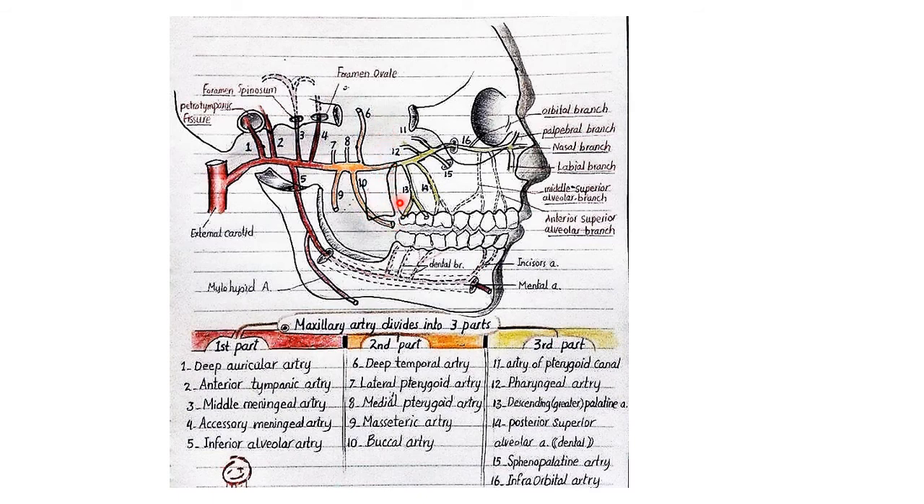From the third part, the artery of the pterygoid canal, then the pharyngeal artery, the descending palatine artery or greater palatine artery, the posterior superior alveolar artery, then the sphenopalatine artery, and finally the infraorbital artery. So these are the branches of the three parts of the maxillary artery.